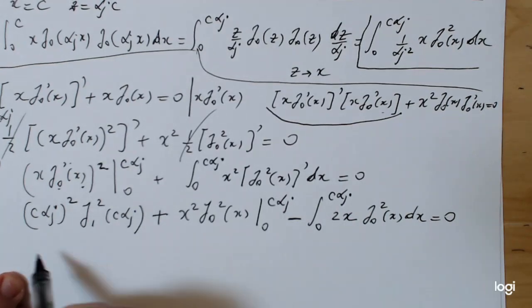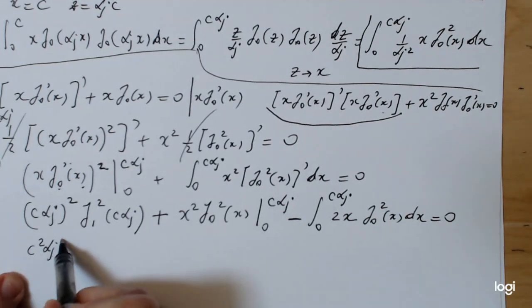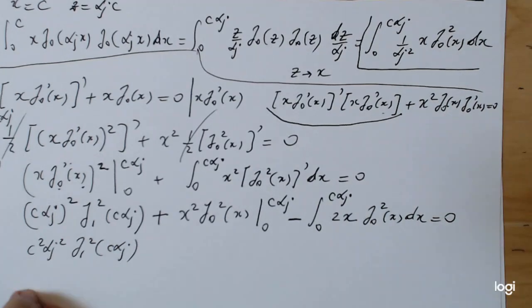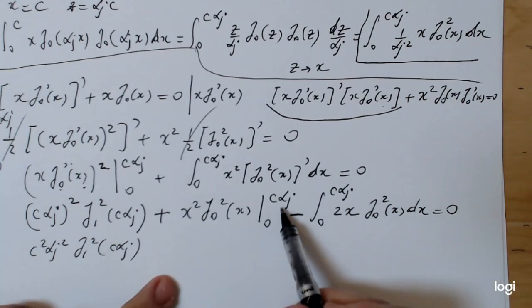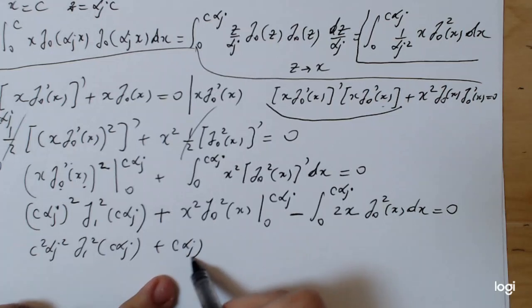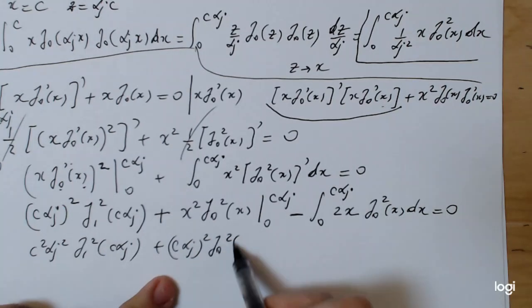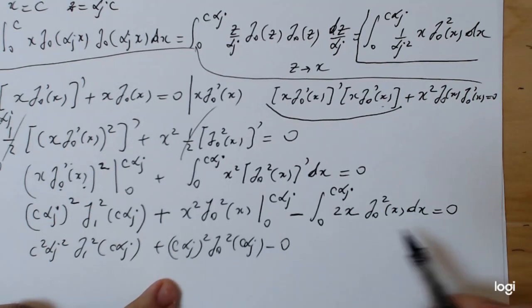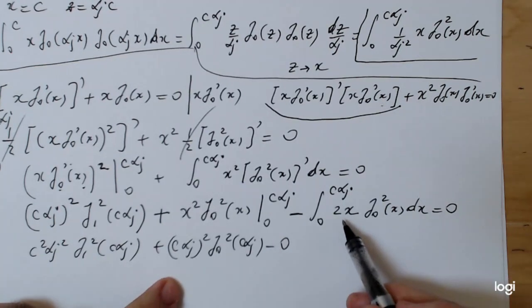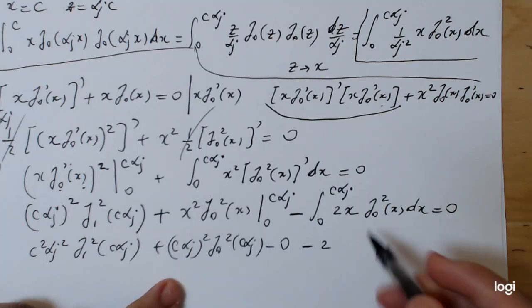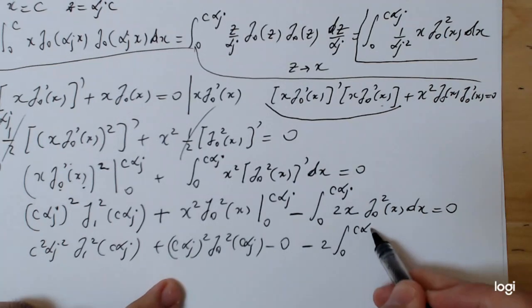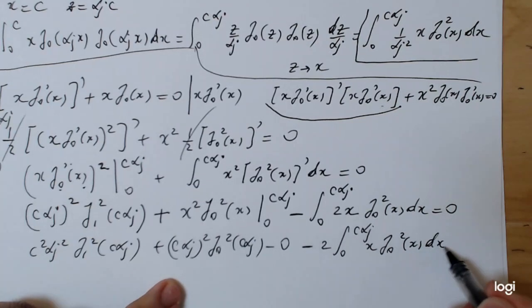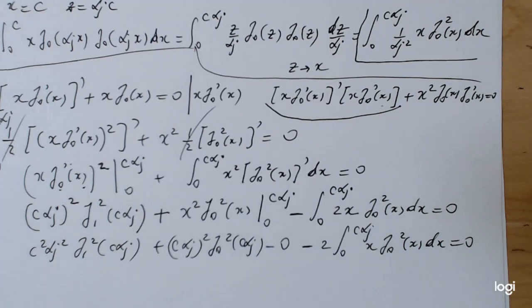Let's clean this up a little bit. So this is c squared alpha j squared J1 squared of c alpha j. Here we're going to plug in c alpha j again, and then 0 for x. And here, let's move the 2 outside of the integral, and move on from here.